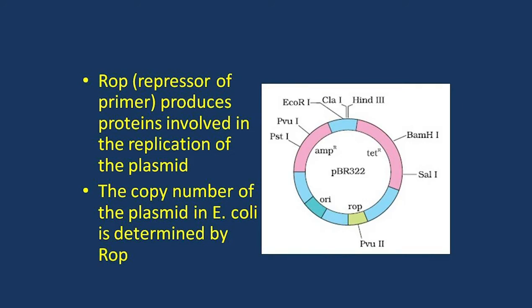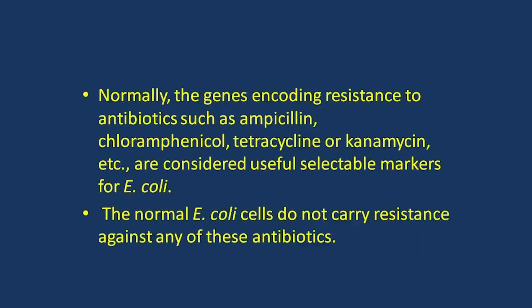It produces proteins involved in the replication of the plasmid. In other words, the number of copies of the plasmid in E. coli is determined by the region called ROP. If you modify ROP, you can increase the number of copies.